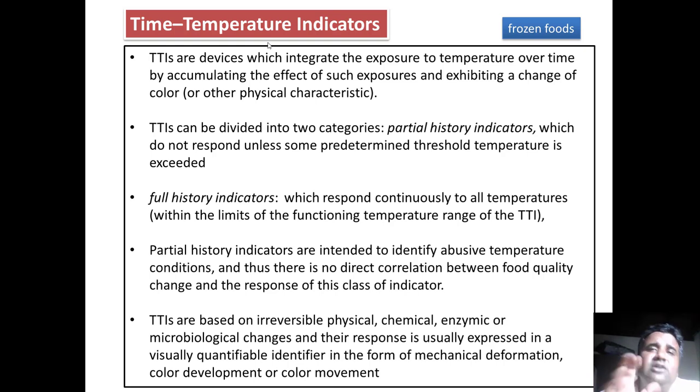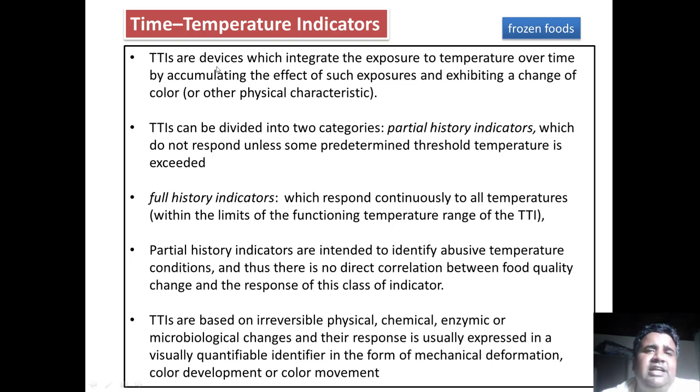They will tell us if there is any temperature abuse during handling, or they will tell us what the overall temperature variation was during the storage. So that is known as time temperature indicators. As I said initially, they were used for frozen food, but nowadays they are also used for other products. Now I'm coming to the definitions.